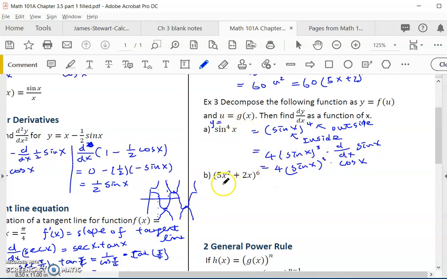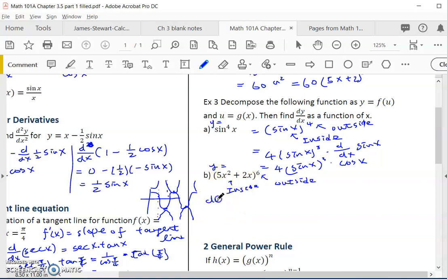Let's do another one that has a form like this. Let y equal 5x squared plus 2x, to the 6th power. I want to find the derivative of it. So identify the outside. The outside is the 6th power, right? And what is the inside? The inside is 5x squared plus 2x. I'm going to do the outside first, and for the inside, I just keep writing this.